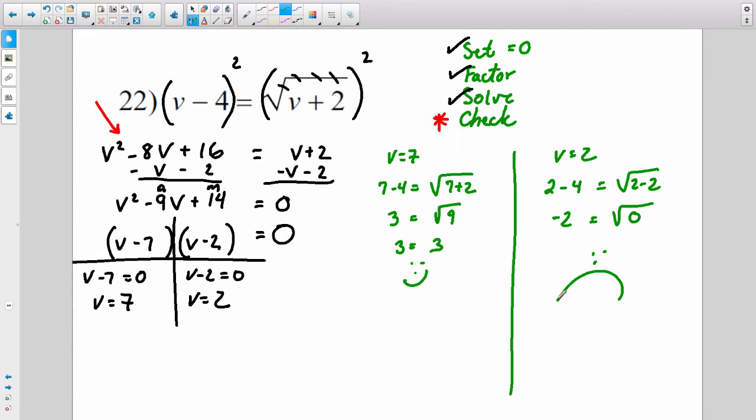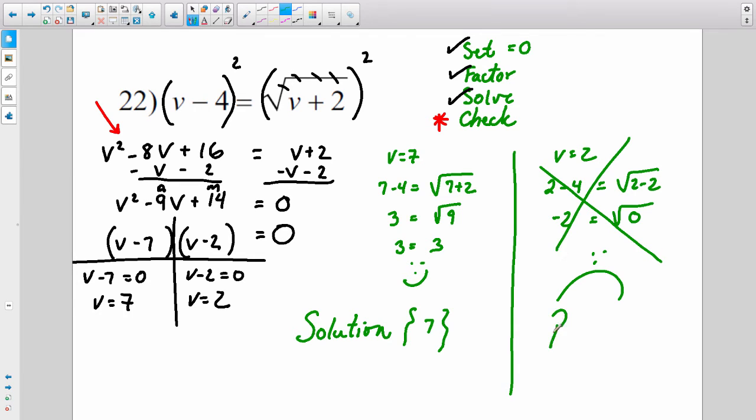No way. Okay, so what you do then is you say the solution is, if you want to put it in set notation, 7. And you reject the 2. And if you want to be all fancy and get brownie points, write the word reject over here, because your teachers or the graders will know exactly what you're talking about, which is very nice.